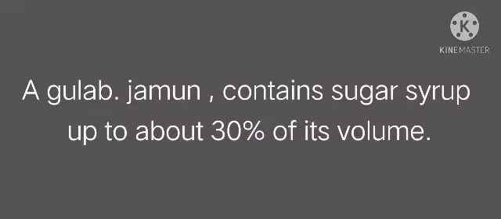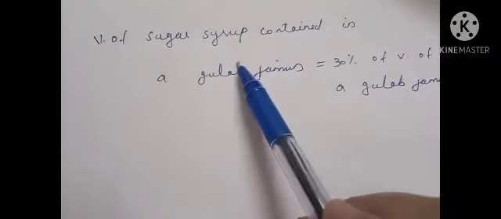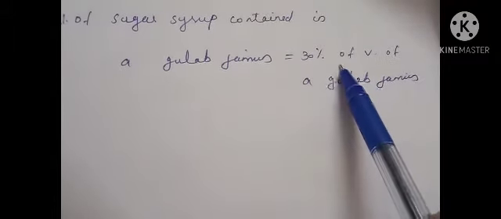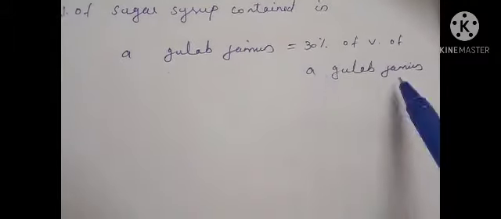Then in the question it is given that a gulab jamun contains sugar syrup up to about 30% of its volume. So here we have to find how much sugar syrup can be held by a gulab jamun. That is, the volume of sugar syrup contained in a gulab jamun equals 30% of the volume of a gulab jamun.